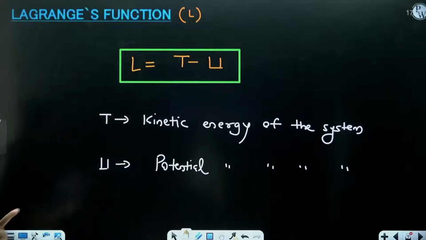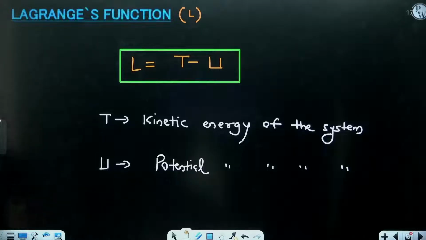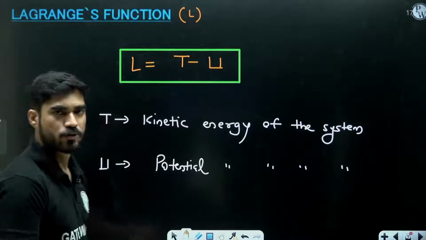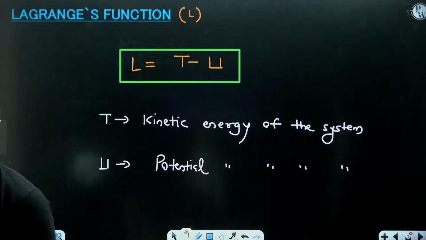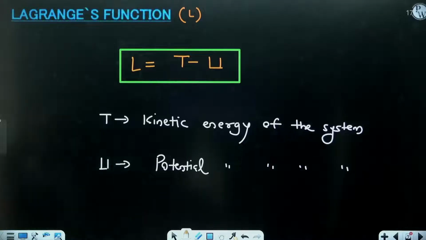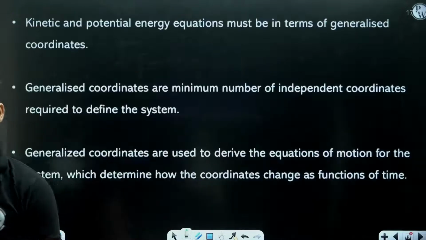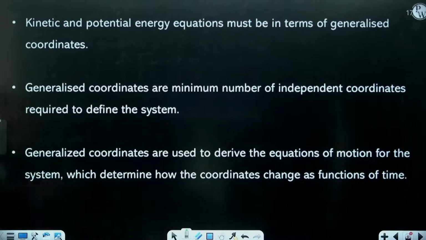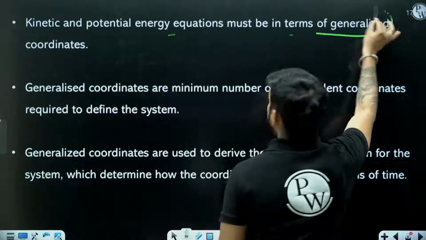Okay. So what is L? L is Lagrange's function. How we are going to calculate it, how we are going to use it, that we will see later. Right now, just understand that L is the Lagrange's function, which is given by T minus U, where T is the kinetic energy and U is the potential energy of the system. Okay. But when we are calculating the kinetic and potential energy of the system, we have to use a particular type of coordinate system. It is known as a generalized coordinate system. Kinetic and potential energy equations must be in terms of generalized coordinates.